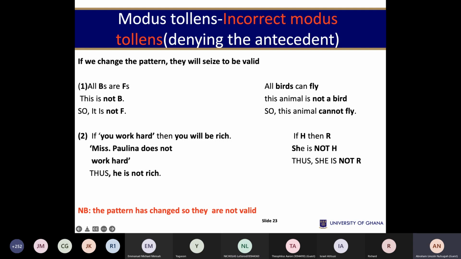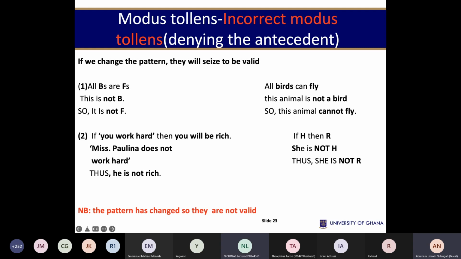Thus, she is not rich. It's "he," but it's supposed to be "she." She is not rich. So when you look at the example here: if H, then R. She is not H, thus she is not R. This is the incorrect pattern.